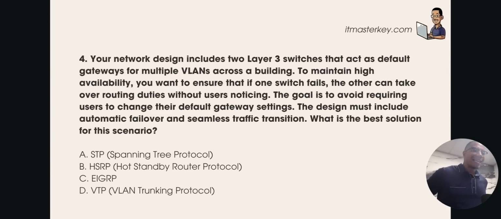Your network design includes 2 layer 3 switches that act as default gateways for multiple VLANs across a building. To maintain high availability, you want to ensure that if one switch fails, the other can take over routing duties without users noticing. The goal is to avoid requiring users to change their default gateway settings. The design must include automatic failover and seamless traffic transition. What is the best solution for this scenario?